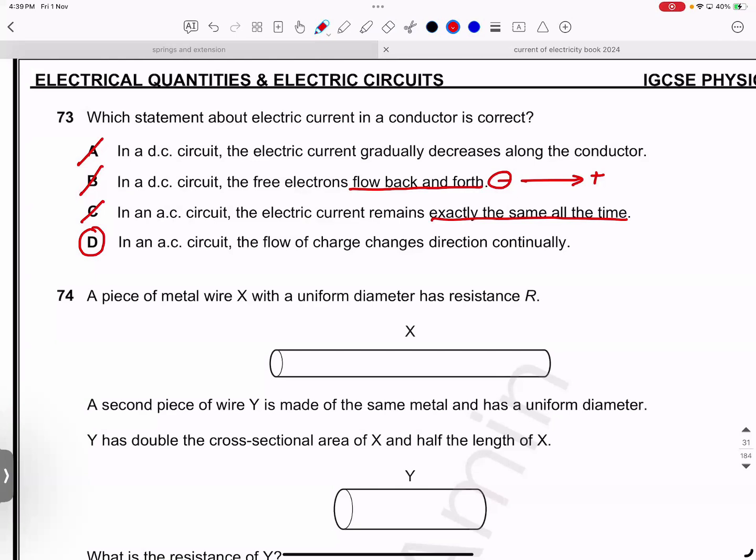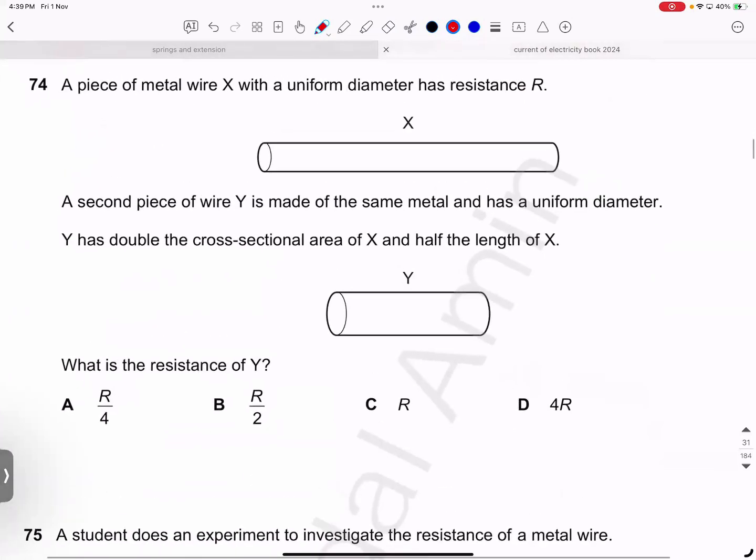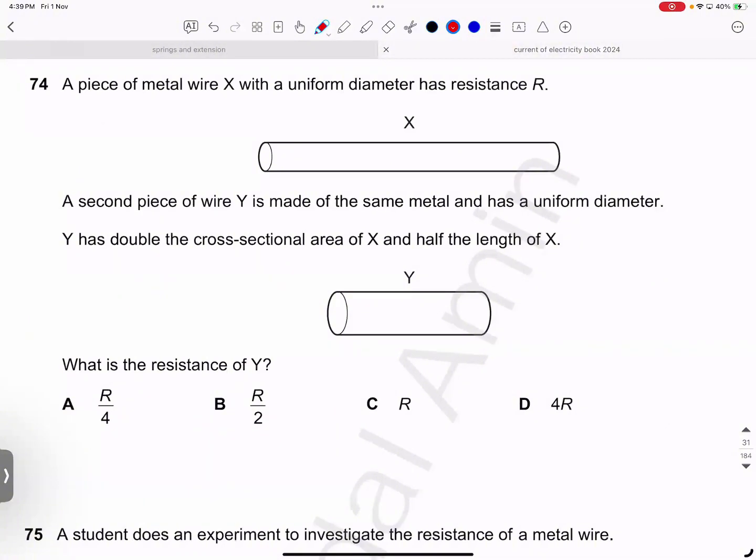Question number 74. A piece of metal wire X has a uniform diameter. This question should be in your review list. Resistances are... A second piece of wire Y is made of the same metal and has uniform diameter. Y has double the area, half the length. I gave you a table method.